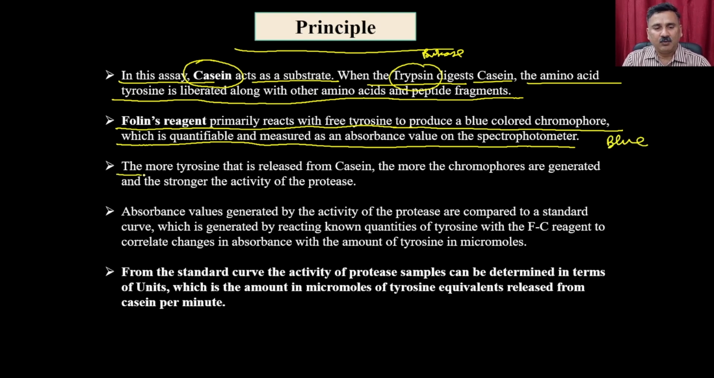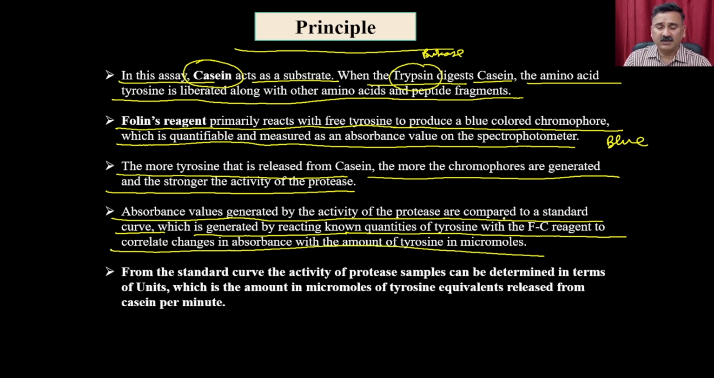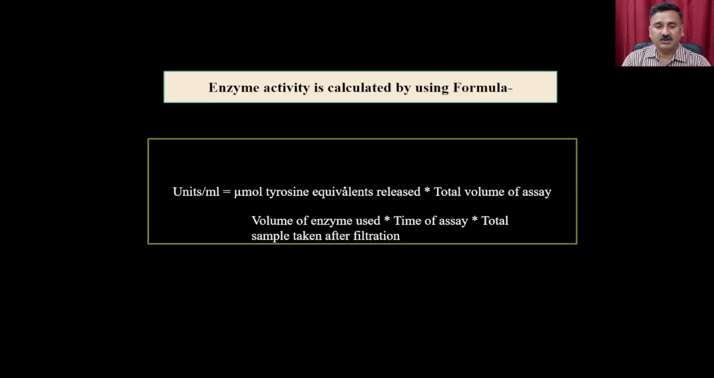You can imagine that the more tyrosine is released from the casein, the more chromophore is generated and the stronger the activity of the protease. So you can calculate the absorbance values generated by the activity of the protease and compare them to the standard curve, which is generated by reacting a known amount of tyrosine with the Folin-Ciocalteu reagent to correlate the changes in absorbance with the amount of tyrosine in micromoles. From the standard curve, the activity of the protease sample can be determined in terms of units, which is the amount of micromoles of tyrosine equivalent released from the casein per minute. The activity is calculated in units per ml, and you can use this formula to calculate the units.